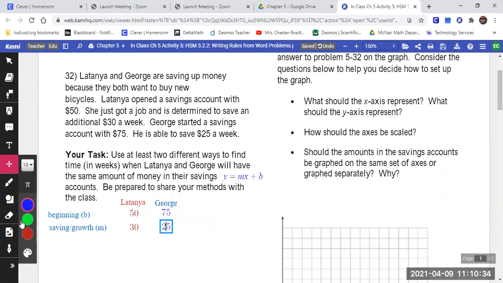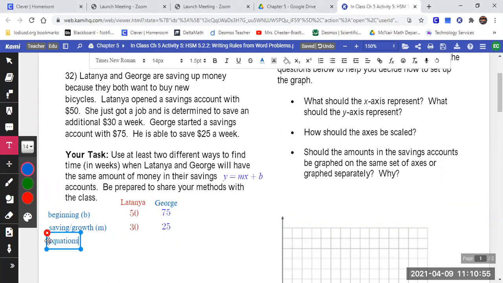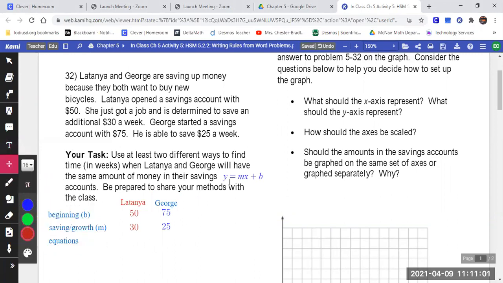Okay, so we can get their equations now, right? We have an M, we have a B, so let's get their equations. So what would LaTanya's equation be? Remember our format, y equals mx plus b. What would her equation look like? Y equals 30x plus 50, because we put our m where it belongs, we put our b where it belongs, we made the equation, right?